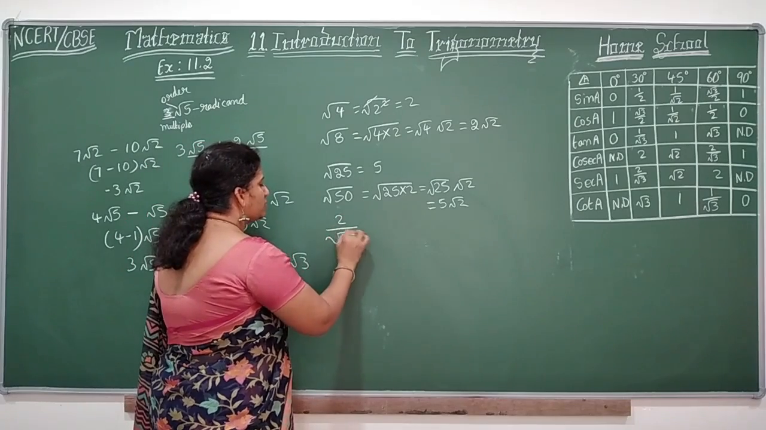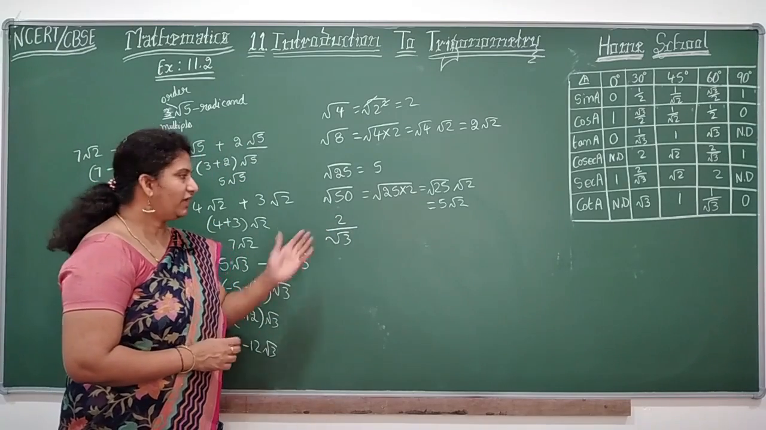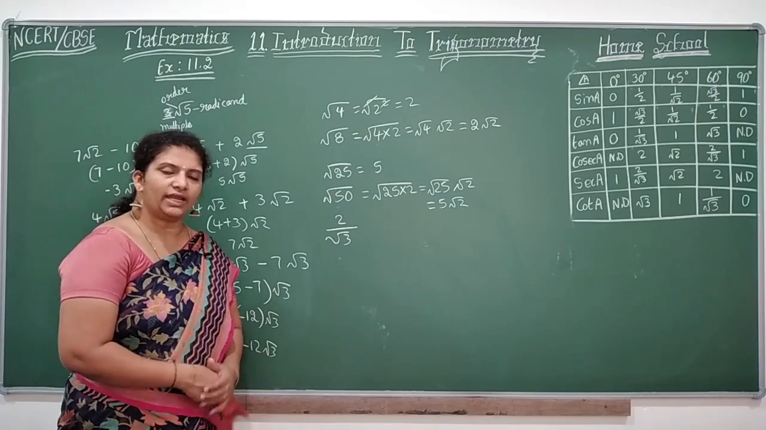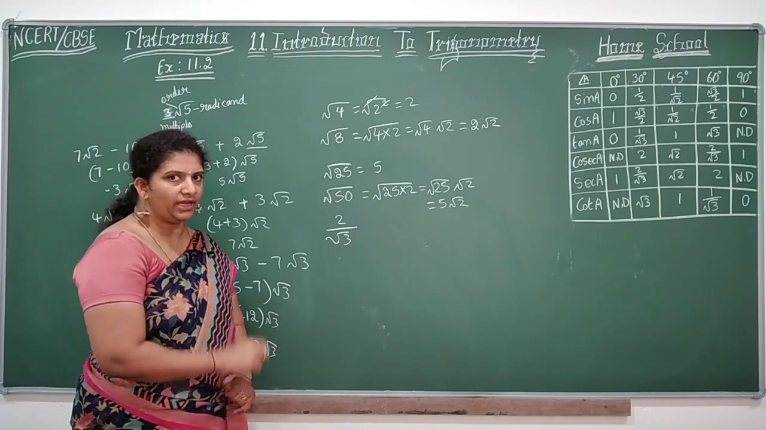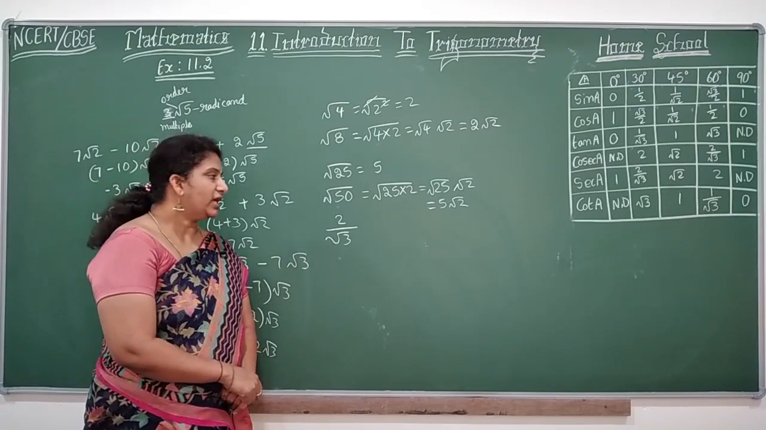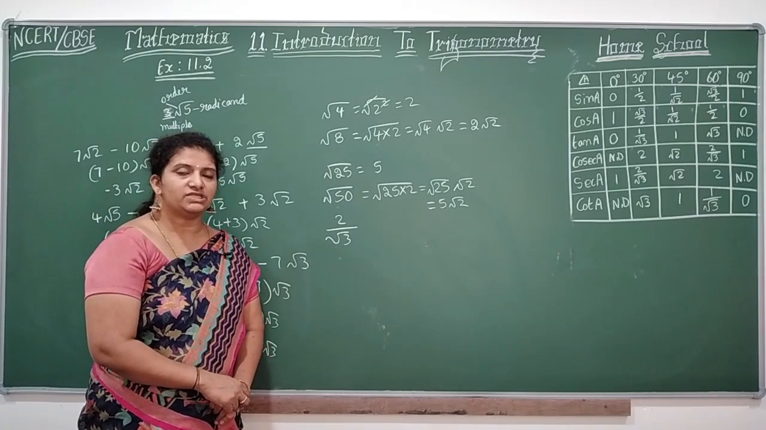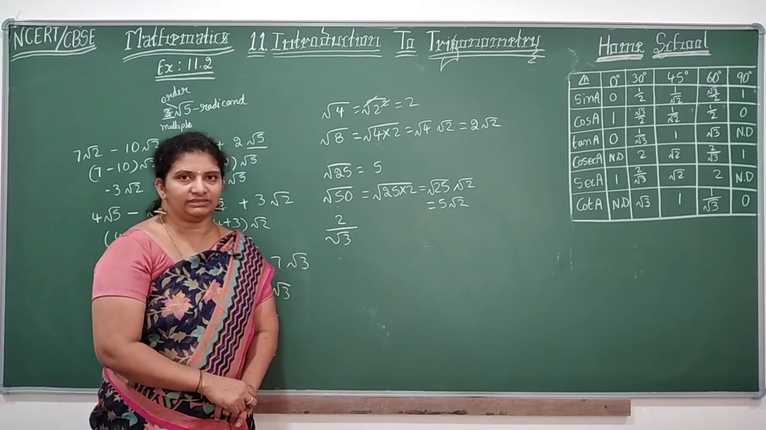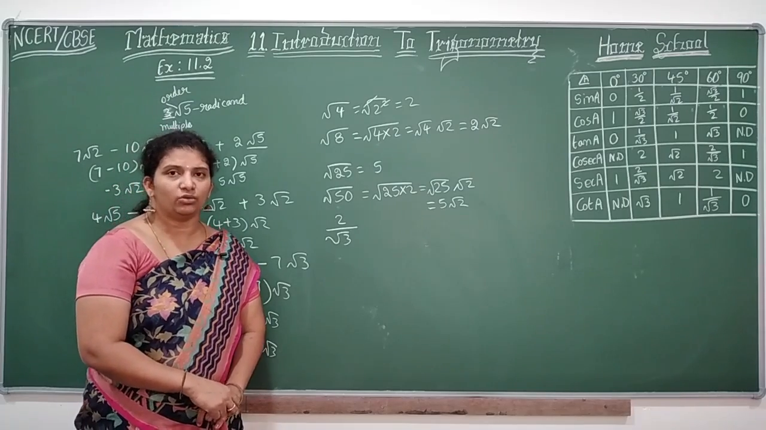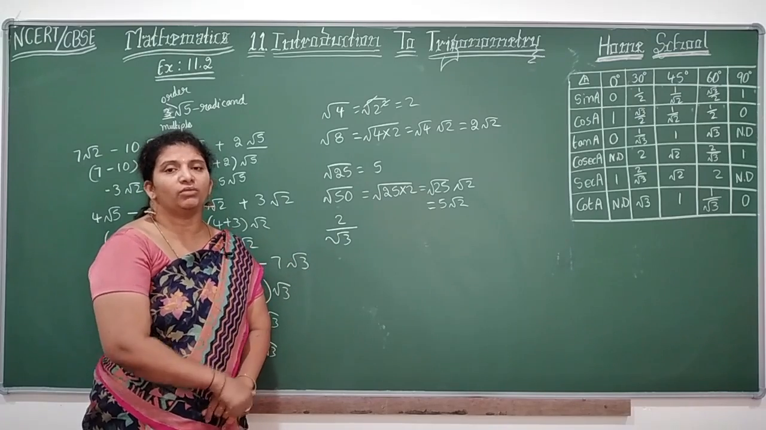Next, coming to one more. Suppose you have 2 by root 3. Somewhere you got the answer 2 by root 3. Will you end up here? No, we cannot end here. Why not, children? You should know the idea. Here the numerator is 2 and the denominator is root 3. When you are simplifying in trigonometry or surds, the denominator should not be irrational. Irrational means it is in surd form. So for that sake, I need to remove this root. How can I remove this one?